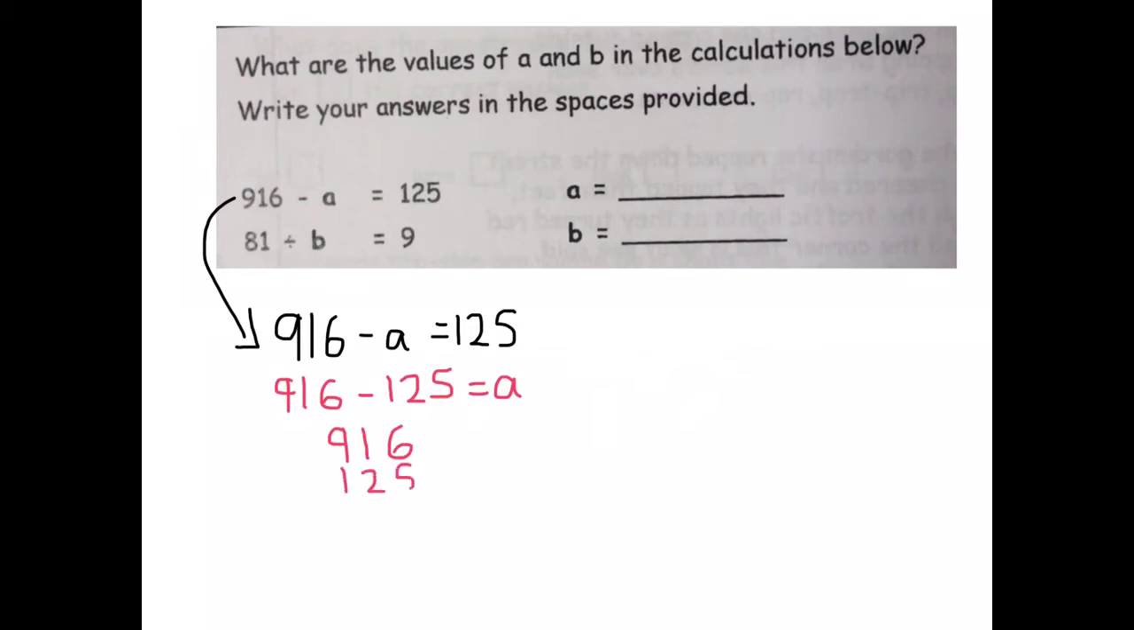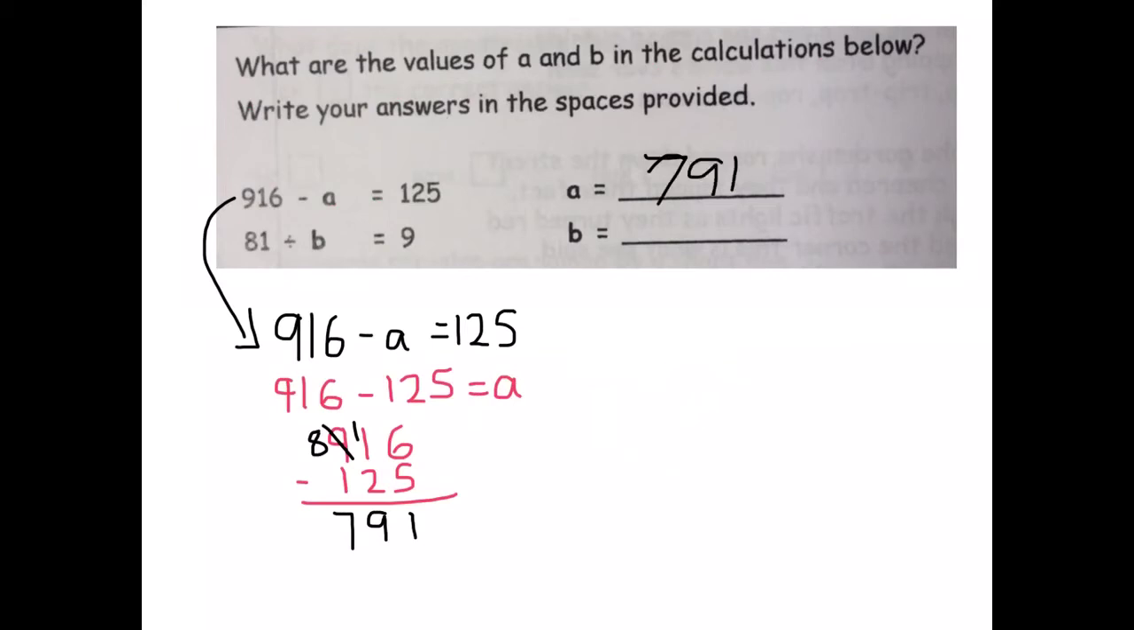916 take away 125. 6 take away 5 is 1. 1 take away 2 we cannot do, so we need some exchange. 11 take away 2 is 9, and 8 take away 1 is 7. So your value of A is 791.